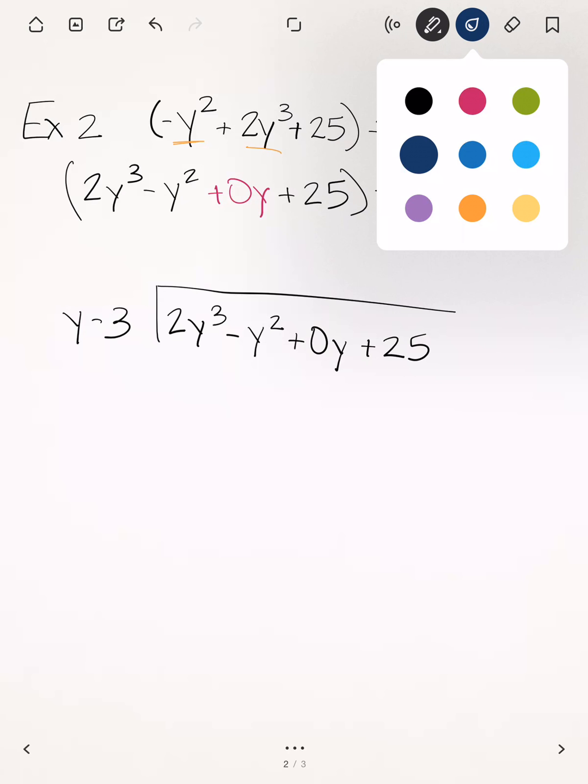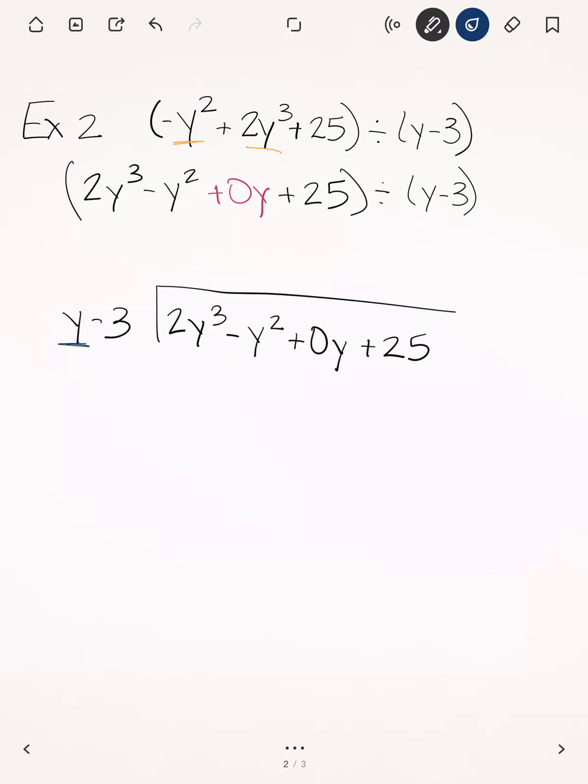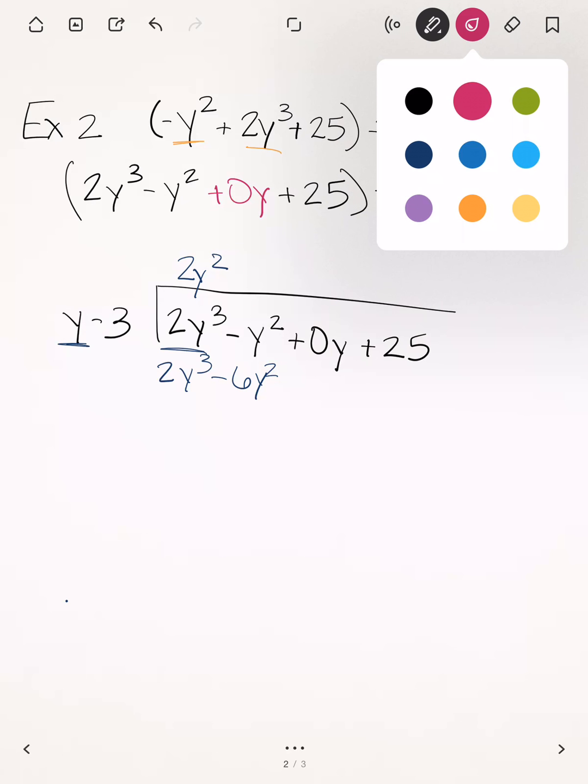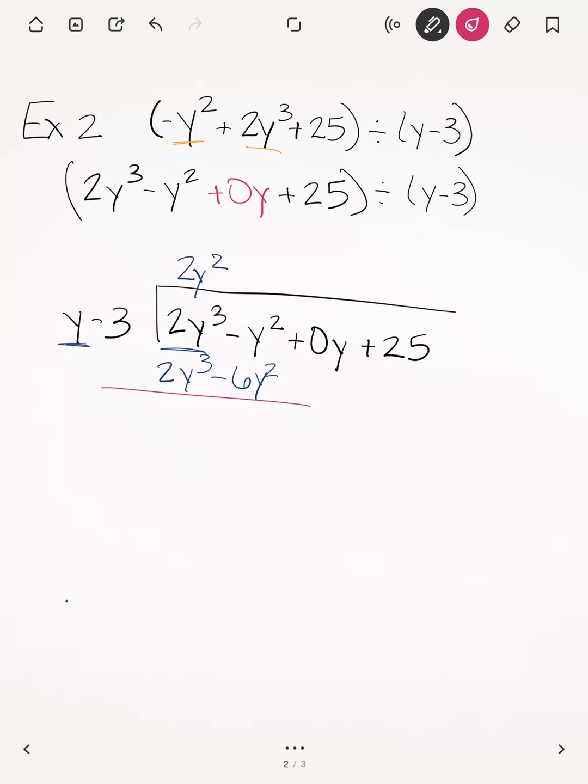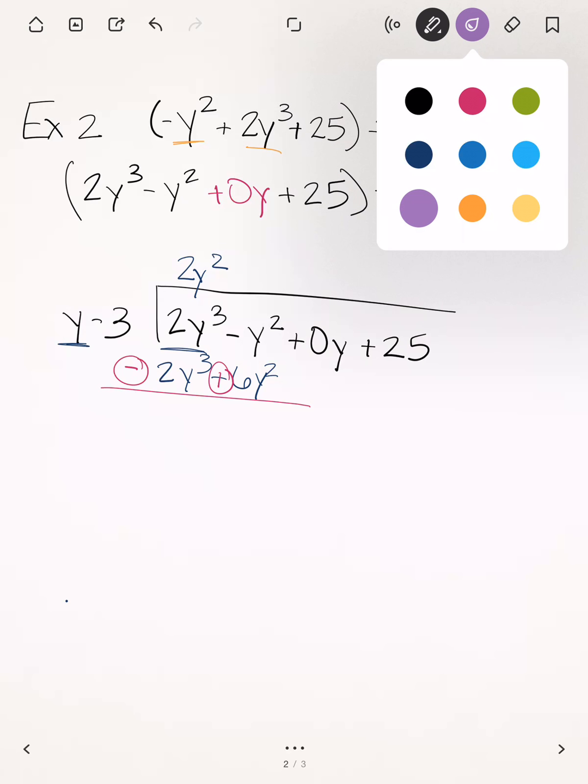So I ask myself, y times what gives me 2y cubed? Well, 2y squared. So I multiply 2y squared times y, I get 2y cubed. 2y squared times a negative 3, I get a negative 6y squared. From here, I draw my line, change my signs. I circle it so I know that I changed my signs.